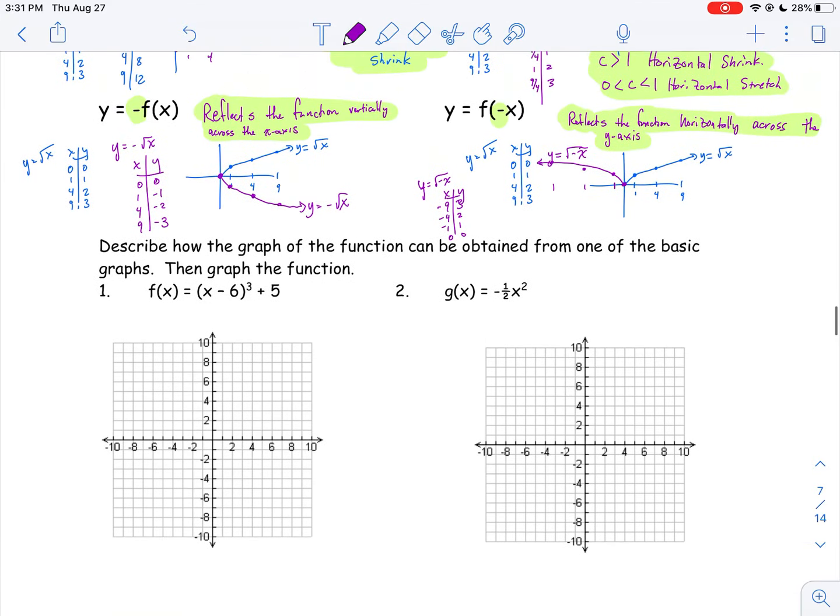Now to put it into practice. Describe how the graph of the function can be obtained from one of the basic graphs, then graph the function. All right, so I'm highlighting the cubed. You see that? What basic function do I have, and what is happening to it? I'm seeing the y equals x cubed function. I'm seeing it move, I want to say move left 6, but since it's on the inside, it's moving right 6 and up 5.